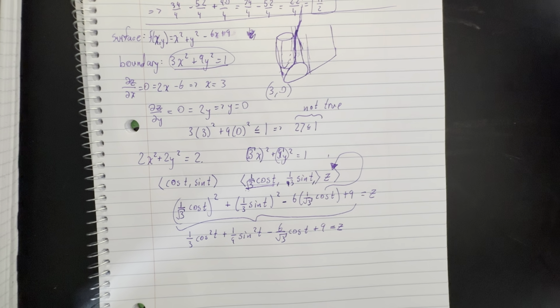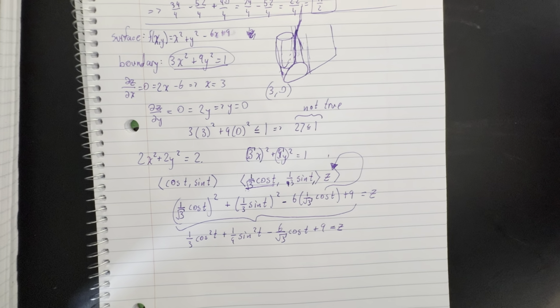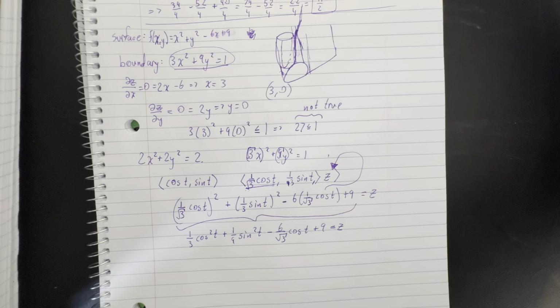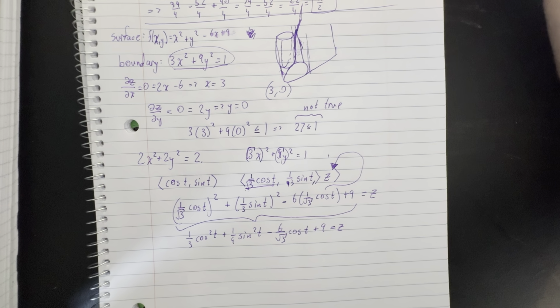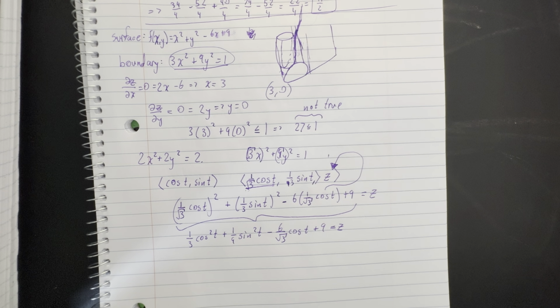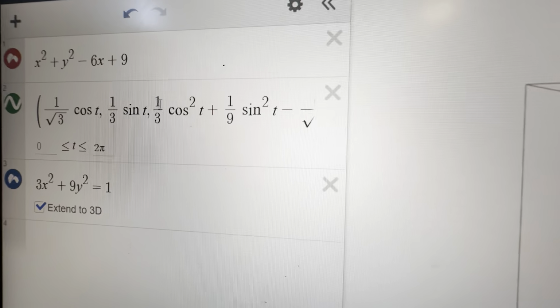Now let's add this parameter. So 1 over 3 cosine squared t plus 1 over 9 sine squared t minus 6 over root 3 cosine t plus 9. Okay, why is it red? Okay, there we go. So this is the entire parametrization we just found. There's our z component, pretty long.